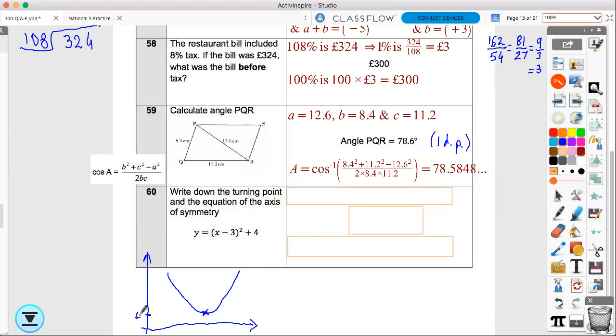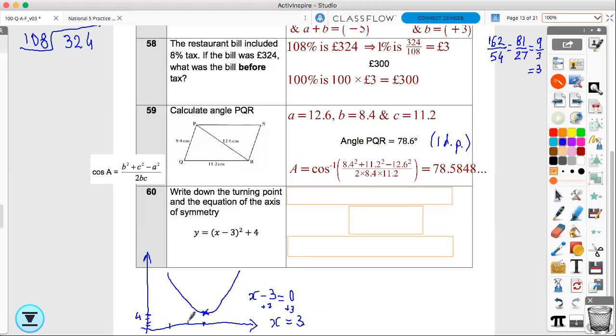Okay. When do I get 4? When this is equal to 0. If this is 0, y equals 4. So when is this equal to 0? When x minus 3 equals 0. Do you agree? And how do I solve this? By adding 3 to both sides. So x equals 3 is when I'm going to hit the bottom. So when x equals 3, y equals 4.